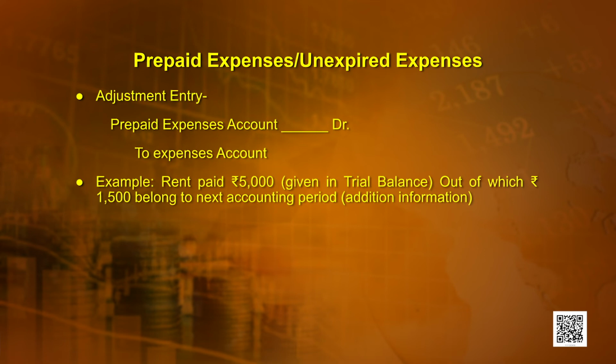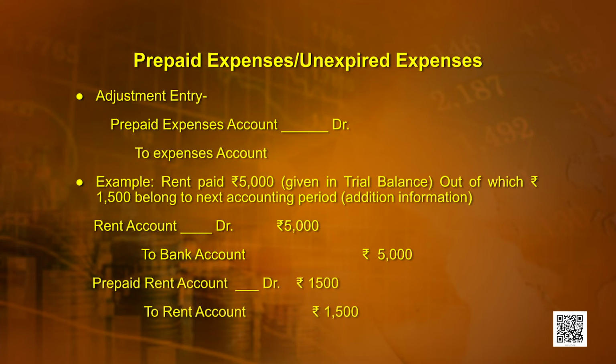Rent paid rupees 5,000 given in a trial balance, out of which 1,500 belongs to the next accounting period. Additional information. Now, let us try to solve the problem. Rent account debited 5,000 to bank account 5,000. Prepaid rent account debited 1,500 to rent account 1,500.